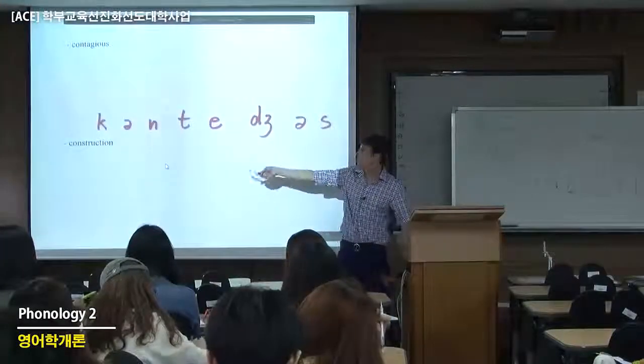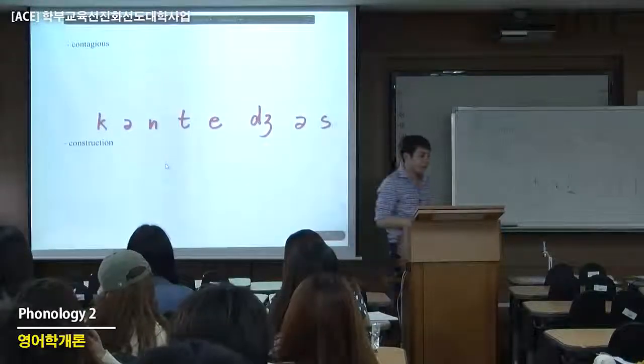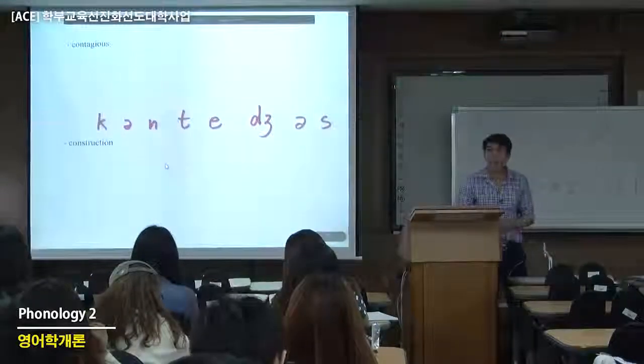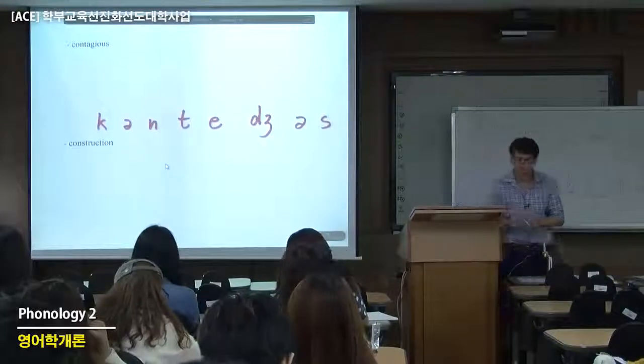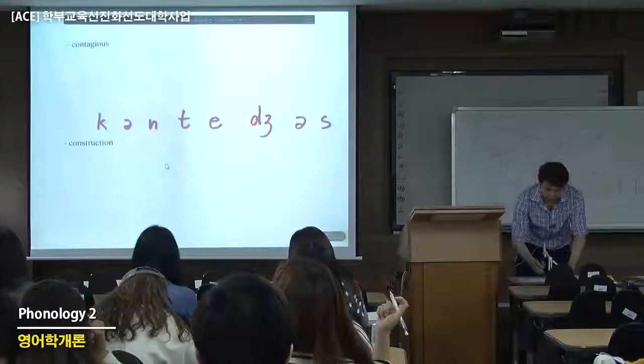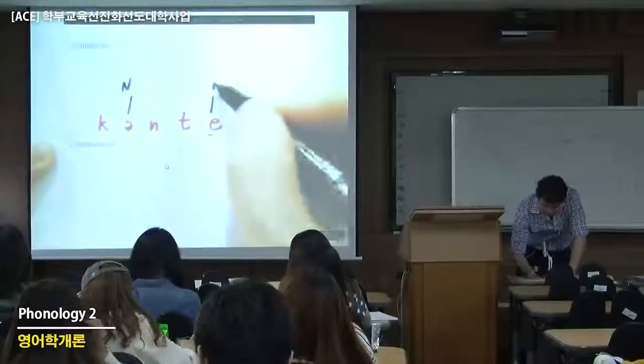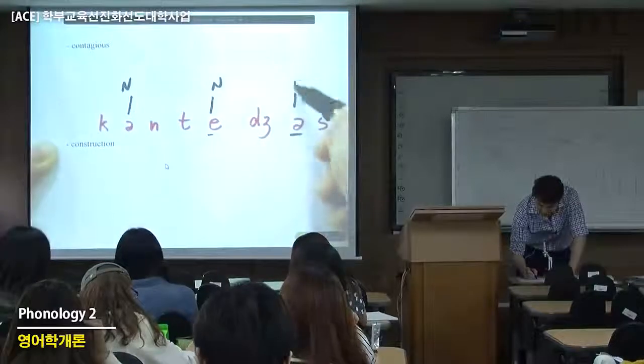For contagious, we have this, right? Contagious, right? So how many syllables do we have? 3, because we have 3 vowels, right? So we start off with the vowel. That's the nucleus. That's another vowel, the nucleus, that's another vowel, so it's the nucleus.